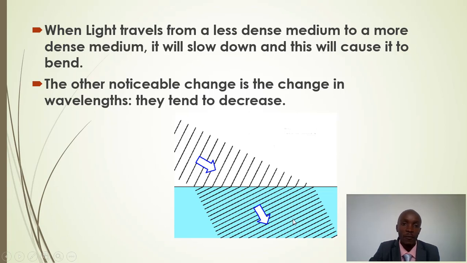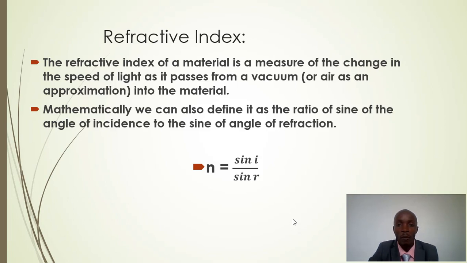Now, the refractive index. The refractive index of a material is a measure of the change in the speed of light as it passes from a vacuum or air, as an approximation, into the material. Mathematically speaking, we can define it as the ratio of the sine of the angle of incidence to the sine of the angle of refraction. We use the symbol n for refractive index here, and basically it will be used in very many other examples. We say refractive index n is equal to sin i over sin r.